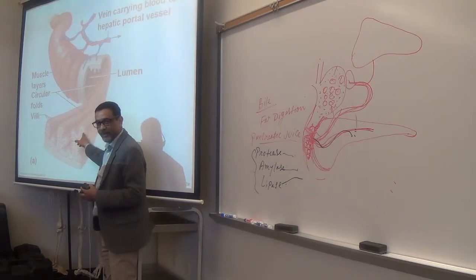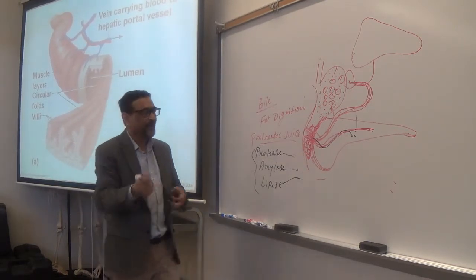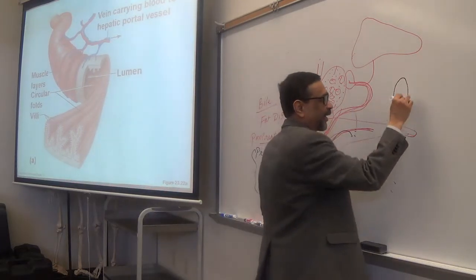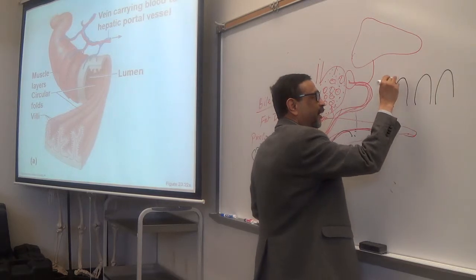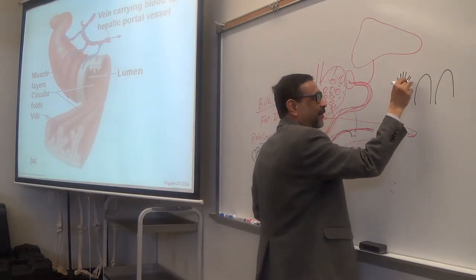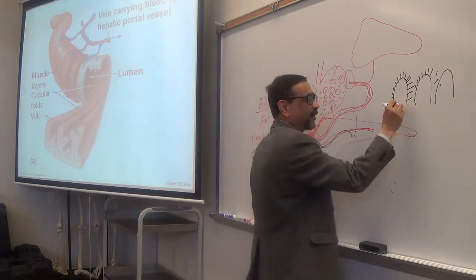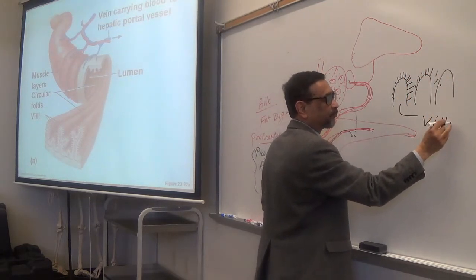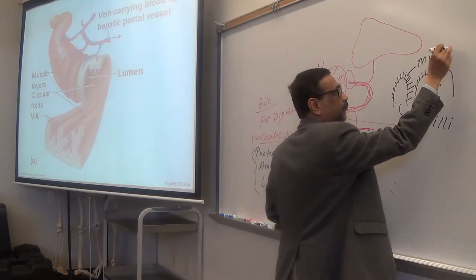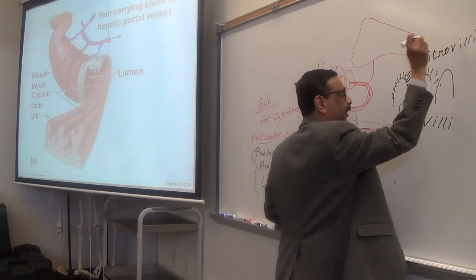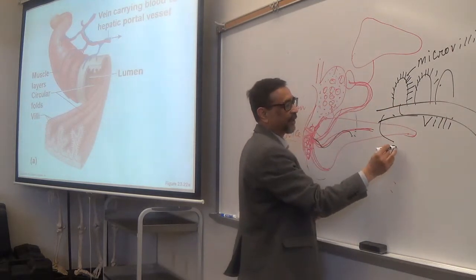Villi. And then, if you look under a very powerful microscope, you see on the villi, you have microvilli, hair-like structures. Those are called microvilli. So these are villi, and these are microvilli. And plica circularis.